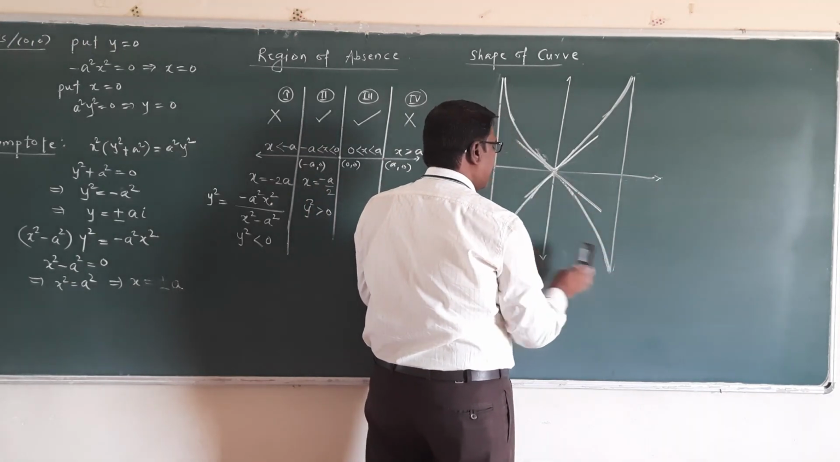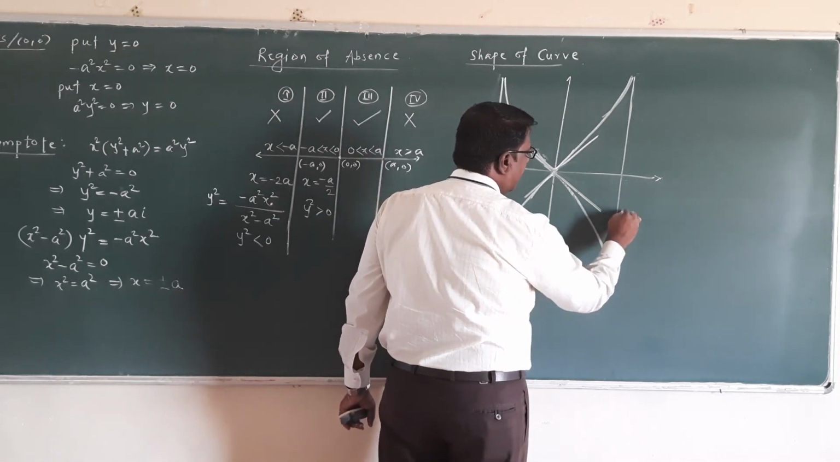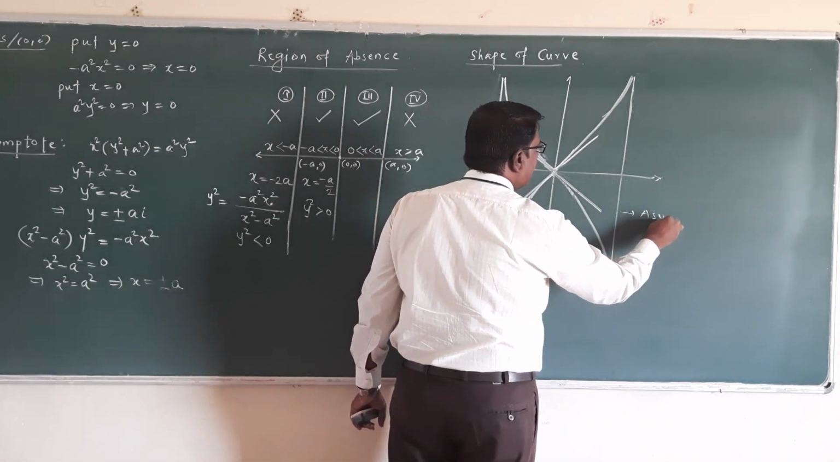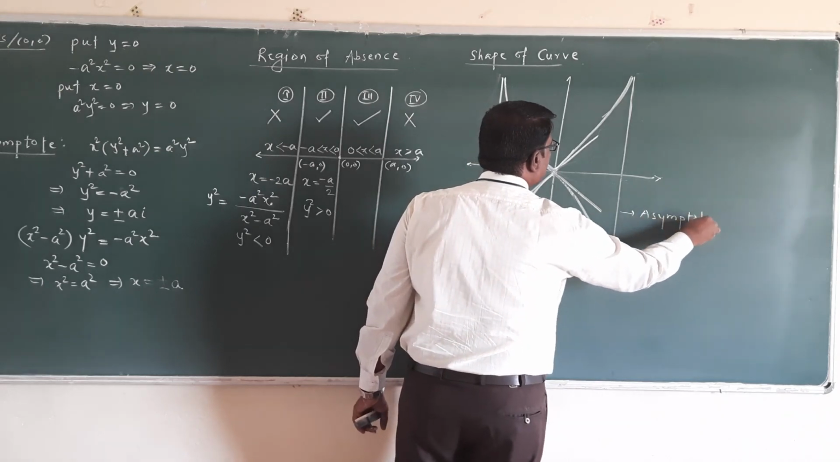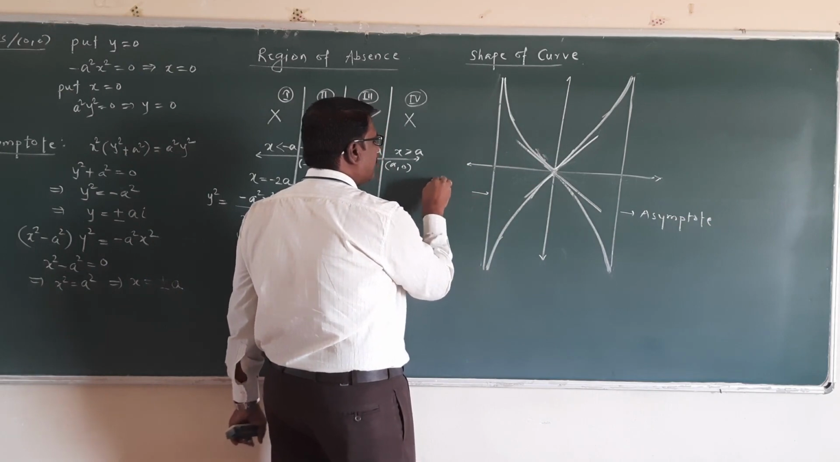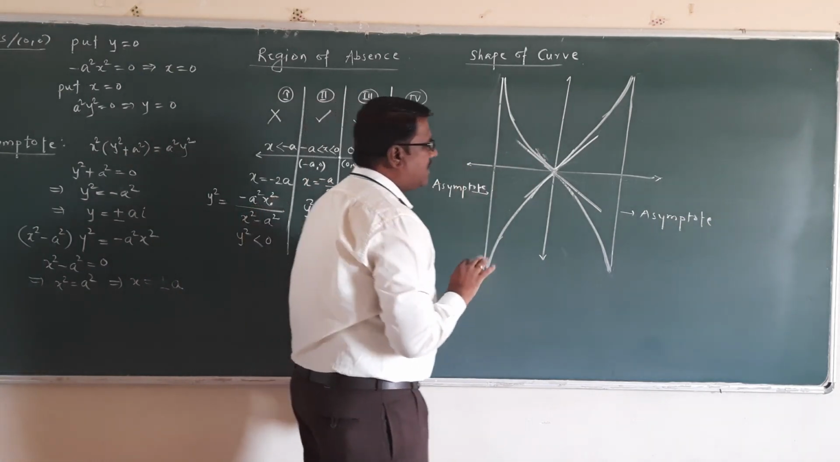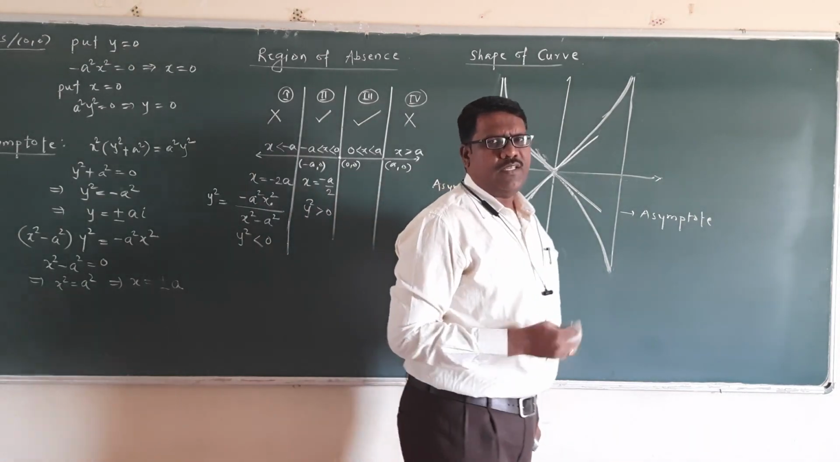Okay. So these 2 lines are asymptotes. So here I will write this is an asymptote. This line is also an asymptote. Okay. So this is overall the nature of the curve.